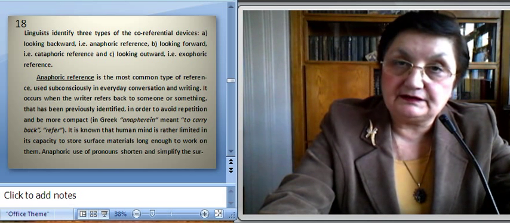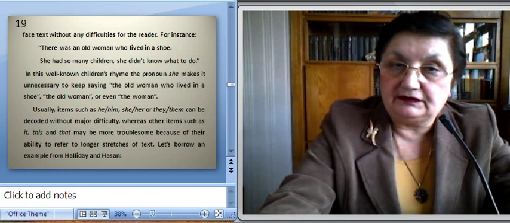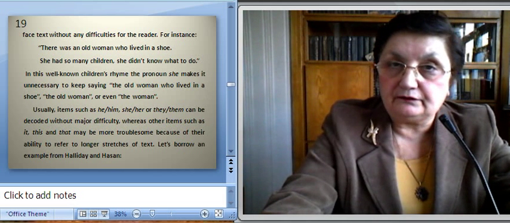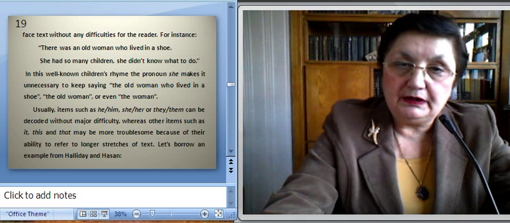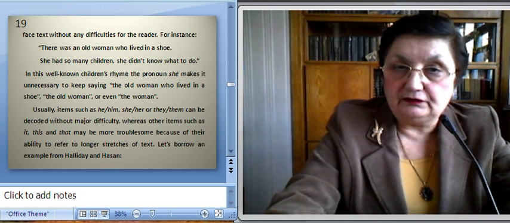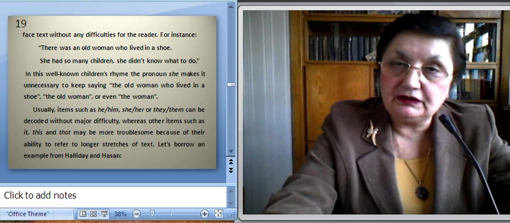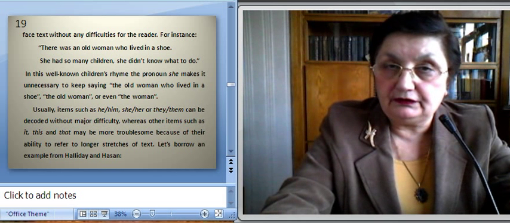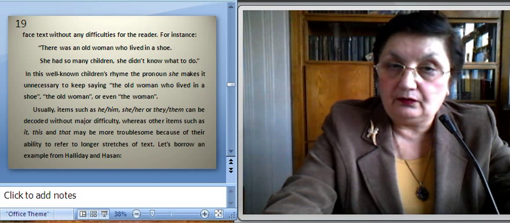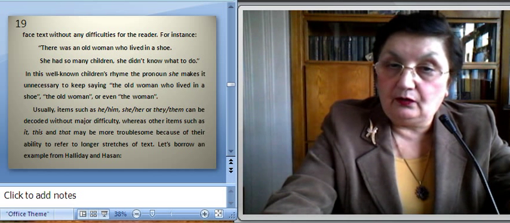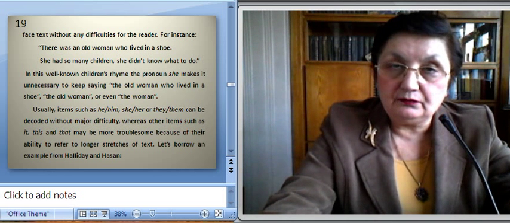In this well-known children's rhyme, the pronoun she makes it unnecessary to keep saying the old woman who lived in a shoe, or the woman, or even the woman. Usually, items such as he or him, she or her, or they or them can be decoded without major difficulty, whereas other items such as it, this, and that may be more troublesome because of their ability to refer to longer stretches in a text.